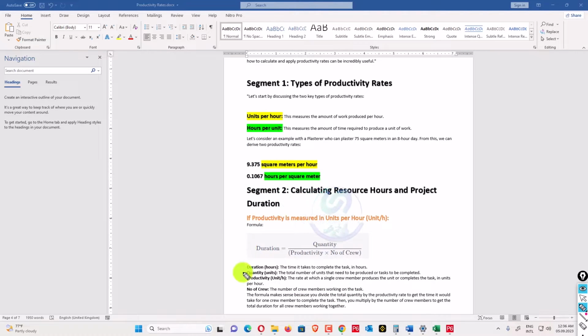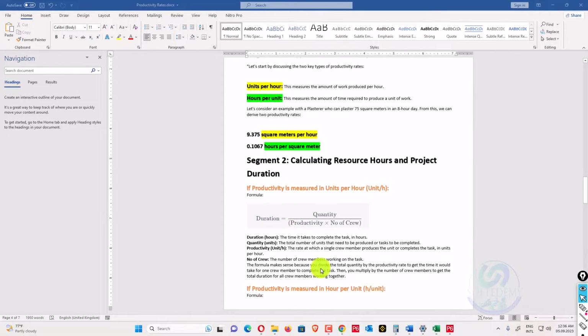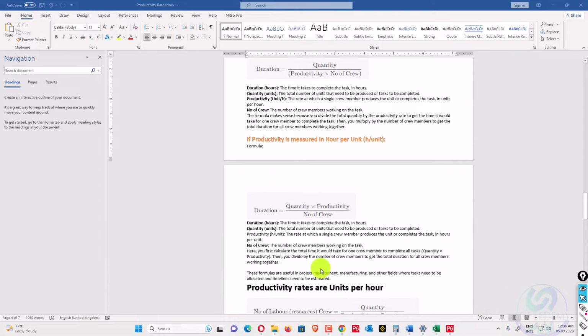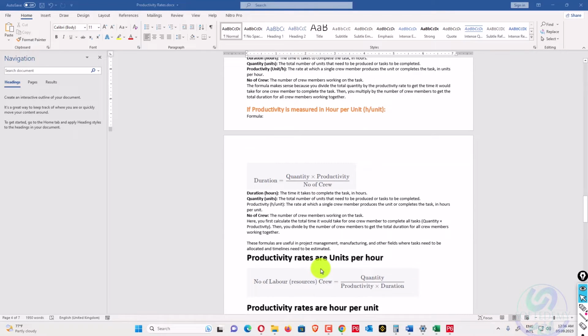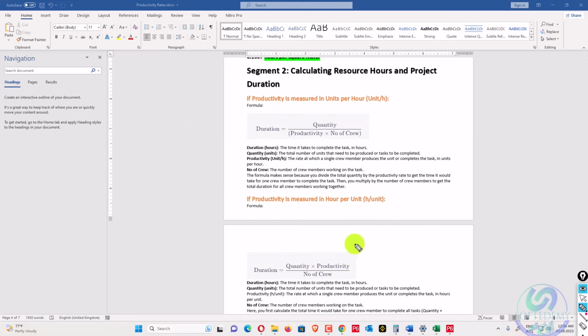So productivity rates, you know the definition, and also you can understand productivity rates, units and duration also. So now we'll go here next. Productivity is measured in hours per unit. So how will we consider that? What will be the formula? The quantity will be multiplied with productivity and divided by the number of crew. Number of crew I have already explained.